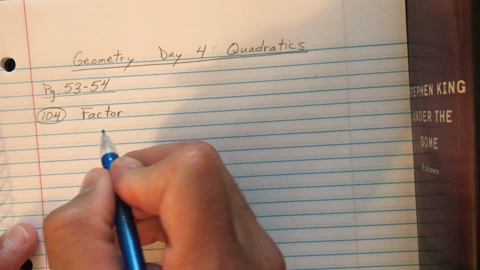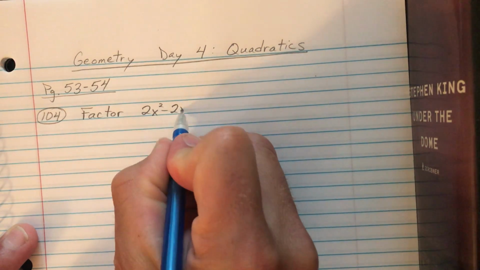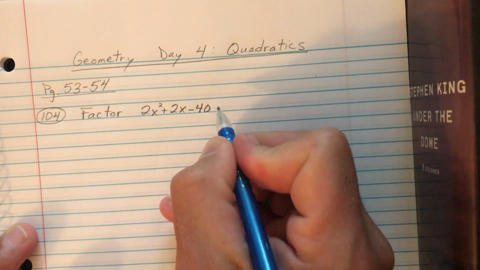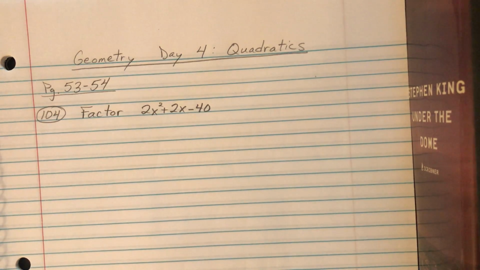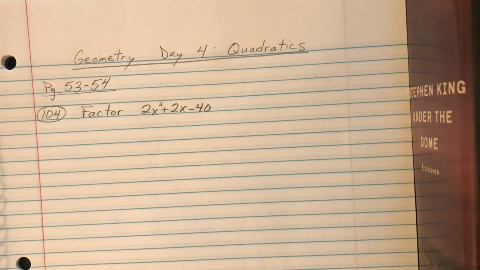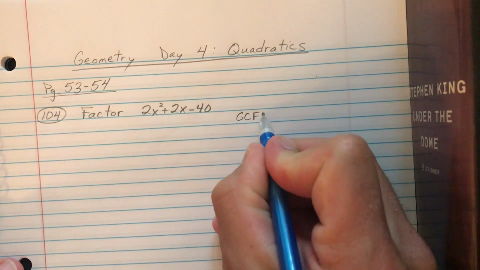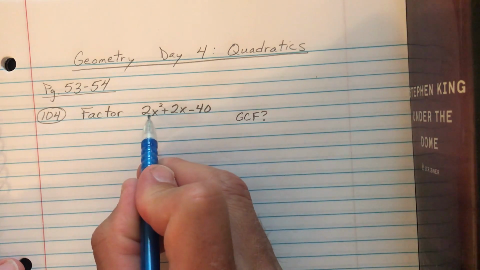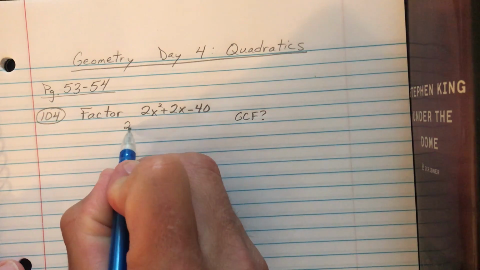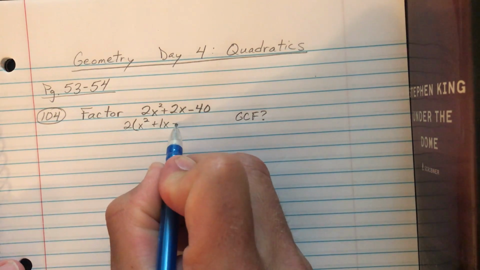So this is factor 2x squared plus 2x minus 40. To do this question, we first want to ask ourselves, is there a GCF? Is there anything in common with all three of these terms? 2. So we're going to factor out a 2. We're left with x squared plus 1x minus 20.